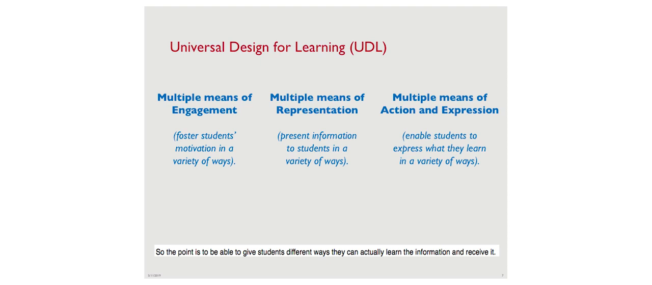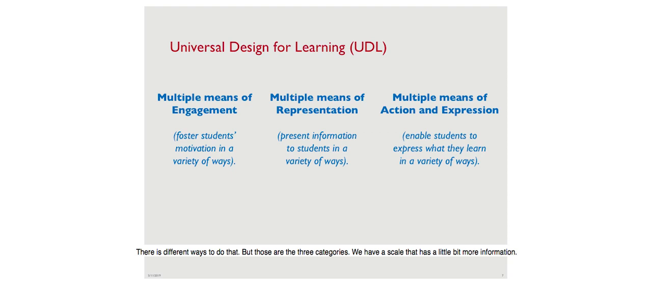The next category is multiple means of action and expression. That relates to opportunities for students to express what they have already learned in different ways. Maybe they could do it through speech, sign, writing, drawing, or typing on a computer. There are different ways to do that, but those are the 3 categories.